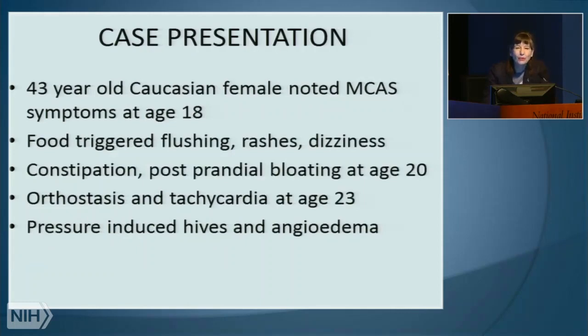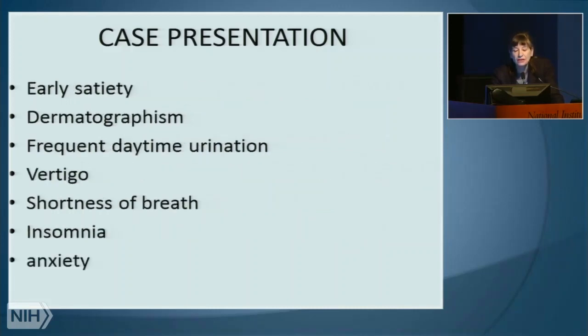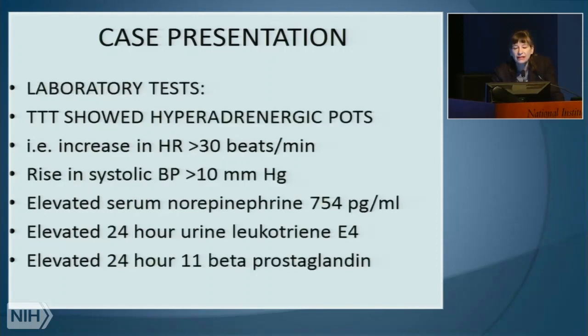Okay, let me wrap it up quickly. Let me just run through this case presentation, which I think is quite illustrative. So we have a 43-year-old female who had MCAS since age 18. Foods triggered her flushing, rashes, dizziness. She had constipation, postprandial bloating, orthostasis, developed at age 23, hives, early satiety, dermatographism, vertigo, shortness of breath, insomnia, all are common complaints in ME patients.